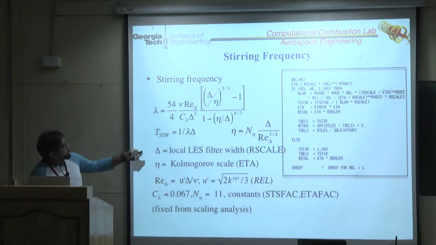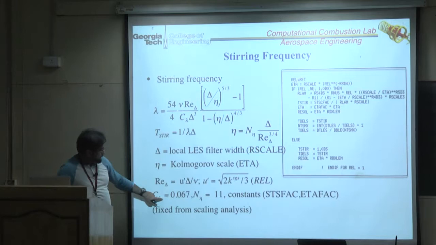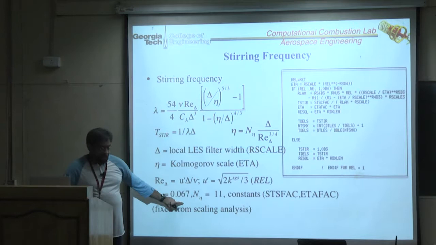You take the Reynolds number, you find the Kolmogorov scale, you find the stirring frequencies, and essentially, this is actually a constant. In other words, the C lambda that I mentioned is a constant because this can be mathematically proven from theory.